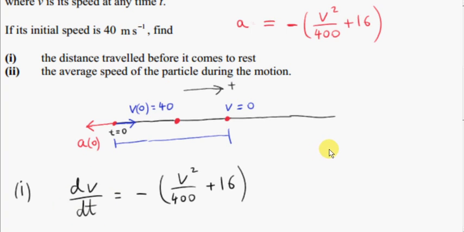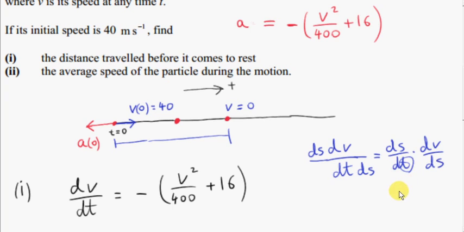We saw how to do that in a previous video: an example of how to turn dv/dt into a derivative involving the variable s. We write ds underneath and compensate by putting ds on top. So multiply dv/dt above and below by ds, and then you get ds/dt times dv/ds. Now what is ds/dt? It is none other than v, the rate of change of distance travelled with respect to time. Distance over time is speed. So we can replace dv/dt with v times dv/ds.